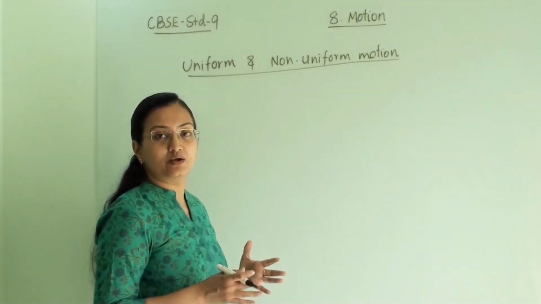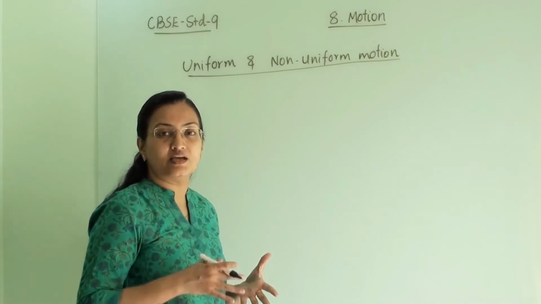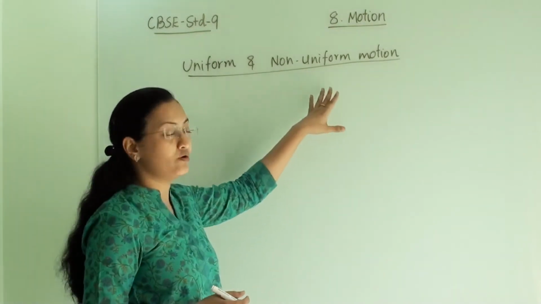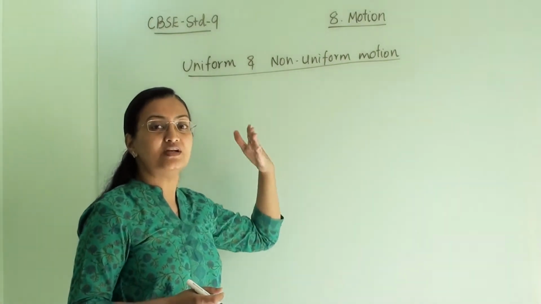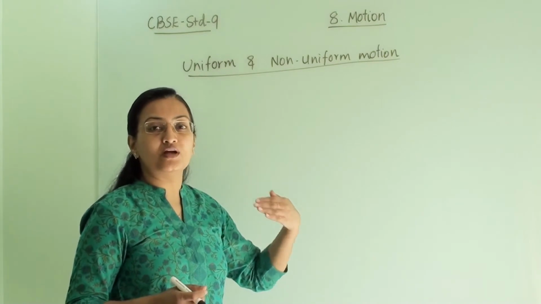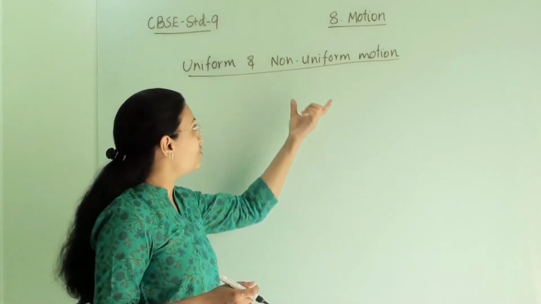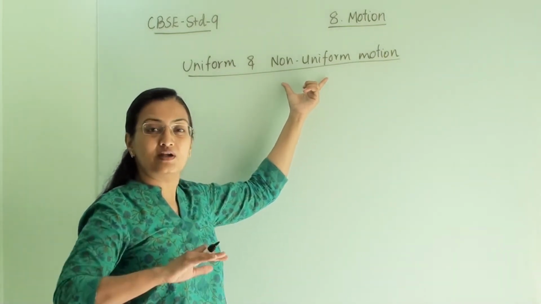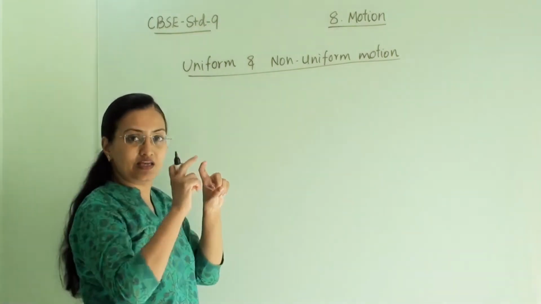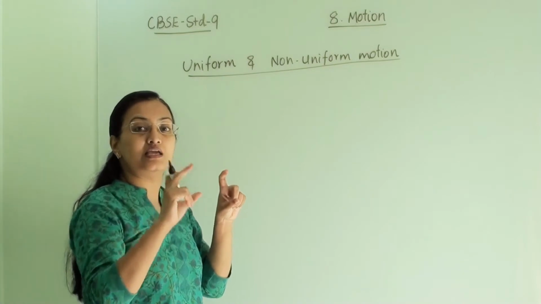Earlier we have seen what is a movement, what is a distance and what is a displacement. So today we are going to learn uniform and non-uniform motion. The name itself suggests: uniform means it comes with one uniform pattern, and non-uniform means it does not have any pattern. So here uniform means equal distance in equal time.